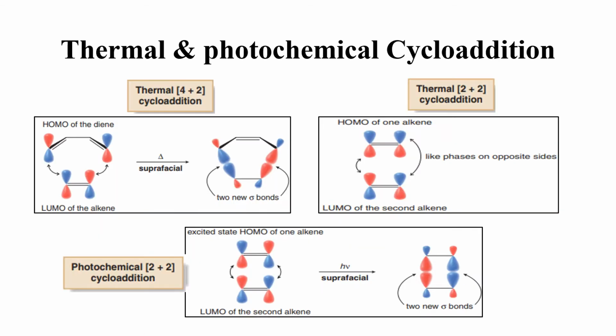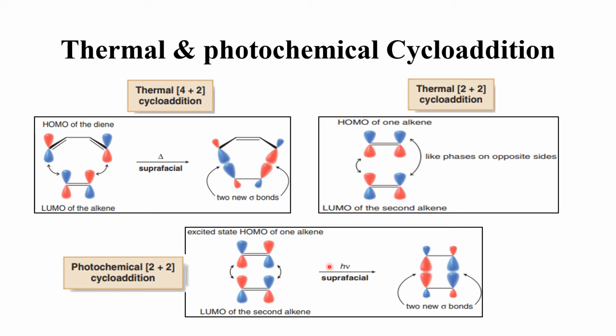We'll see examples also. See here the thermal and photochemical reaction of 4 plus 2. This is the HOMO of the diene and this is the LUMO of the alkene. These two compounds will overlap. See, this is blue, blue, red, so the same overlap will take place. So it's suprafacial. Then the two new sigma bonds will form over here. In this case, if you see 2 plus 2 in thermal conditions, this is not the same, so it will not overlap, and even a lot of strain will take place while doing this shift. So this does not take place, but the same will take place in photochemical condition.